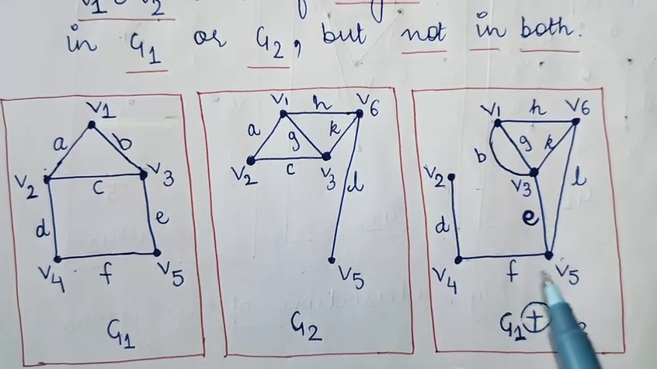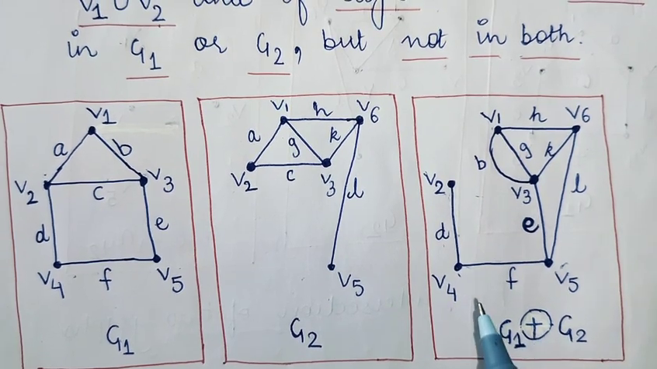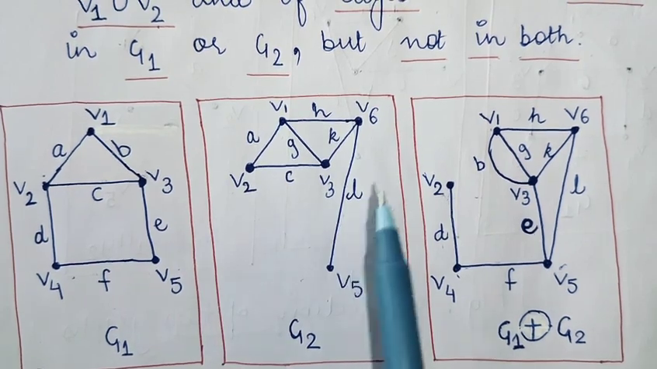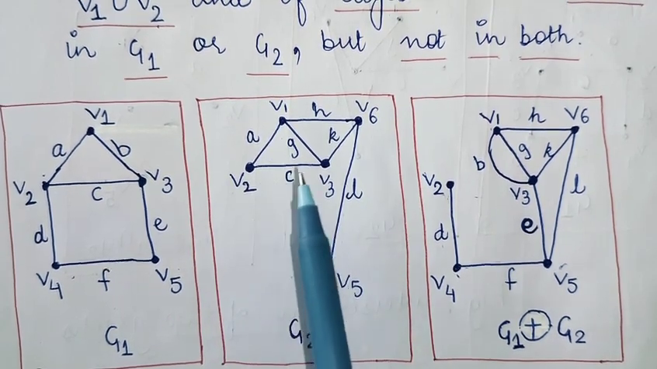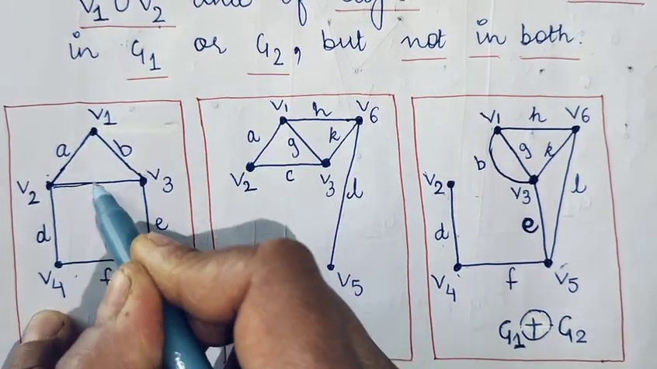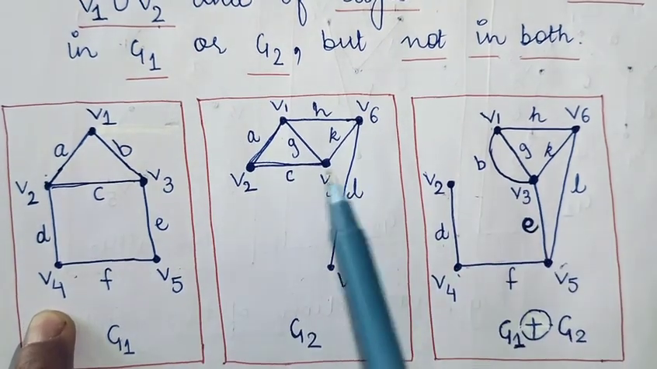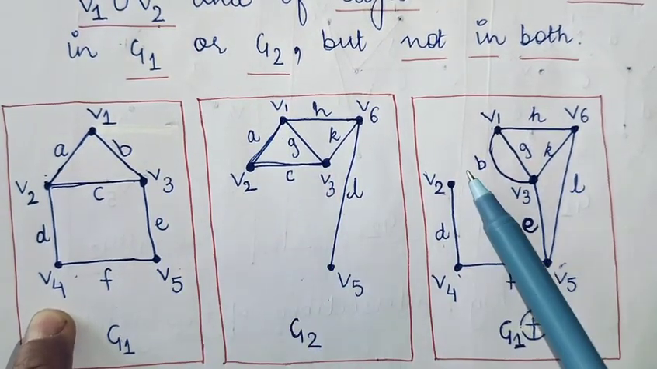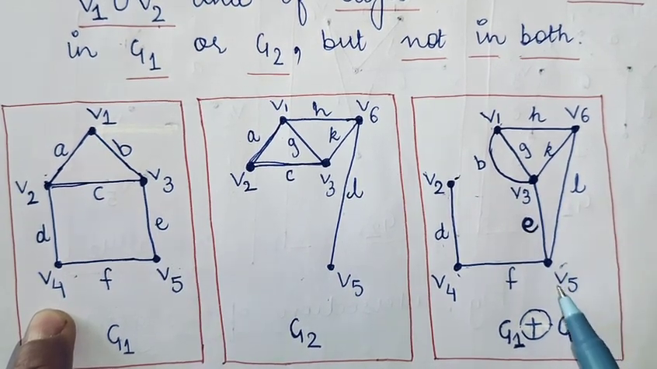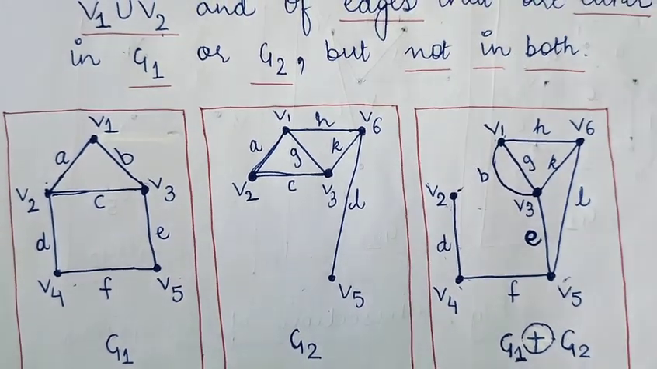And the edge set in the resultant graph will contain only those edges which are either in G1 or in G2 but not common in both. So simply we have to discard those edges which are common in both. We can clearly see that A and C are the edges which are common in both the graphs. That means I will discard these two edges. Other than these, I'll keep all the edges. So you can clearly see A and C are not here, rest all the edges are included in the resultant graph. So this is how you find the ring sum of two graphs.